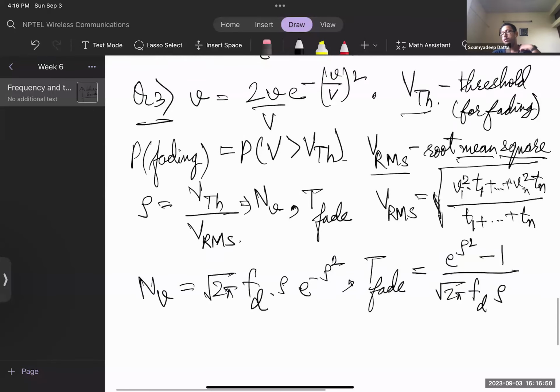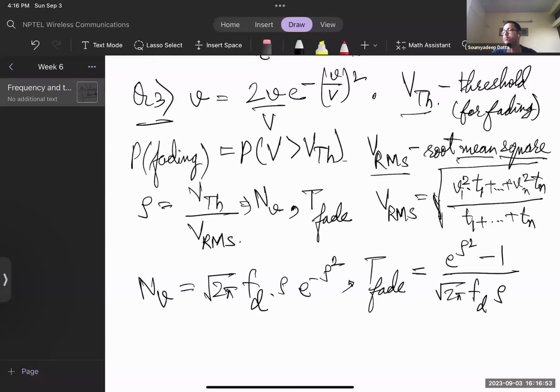So you are told that the vehicle, pedestrian, whatever your signal source is, is moving at a velocity v, which has a certain probability distribution, and you are provided the threshold of v which is required for fading. The minimum value of v at which you can say that the channel begins to fade. Then you are also given, or you can calculate, the RMS, the root mean square velocity.